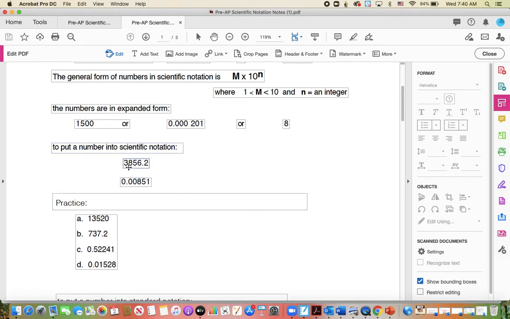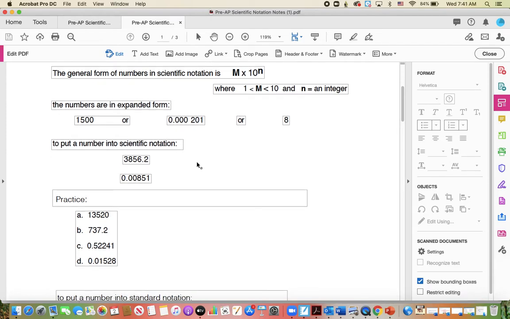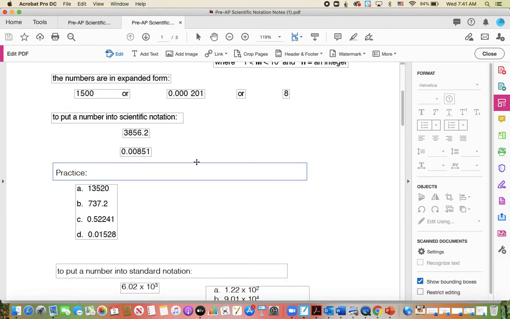Okay, so we would end up with 3.85, 3.86, because we're going to round, times 10 to the 3rd. 3.86 times 10 to the 3rd would be our scientific notation here. If that doesn't make sense, pause the video, think about it for a few seconds, work your way through it, and then resume the video.